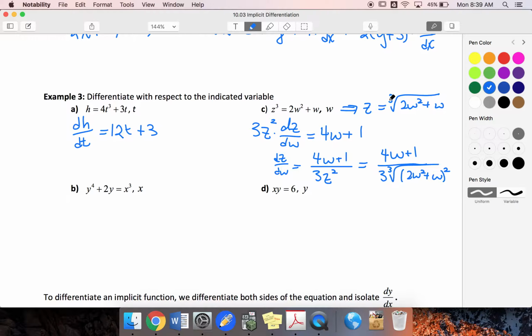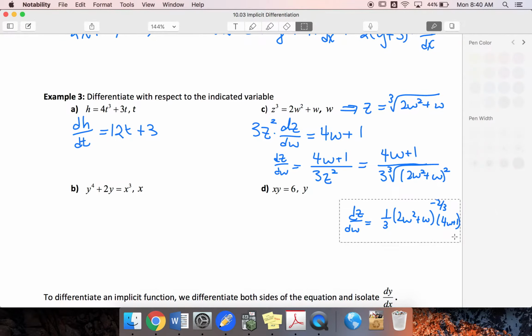So if I went ahead and took the derivative of this explicitly, then we would have dz/dw is 1/3 of (2w squared plus w) to the negative 2/3 times the derivative of the inside, which is 4w plus 1. Rearranging, this has an exponent of 2/3. The negative is what puts it in the denominator. There's my 3 to match. Here's my numerator. So in this case, I could differentiate implicitly or explicitly.